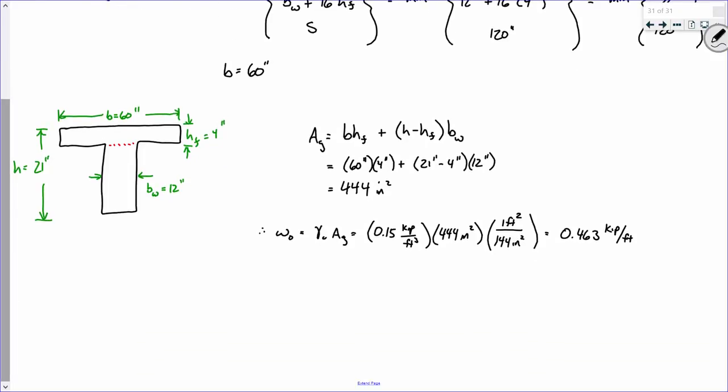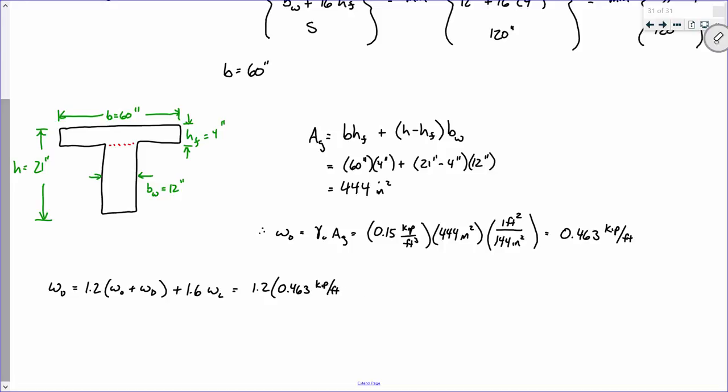Now, you tell me, what do we need to do? Well, we add it to the 1 kip per foot and then do what to it? Factor it. There we go. So we take W sub U is 1.2 W sub D plus 1.6 W sub L. And again, this is already reduced. We ain't got to worry about that. So 1.2 times 0.463 kips per foot.